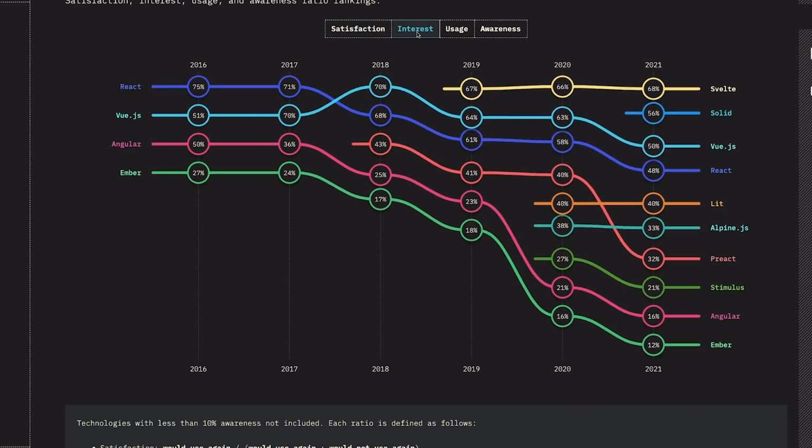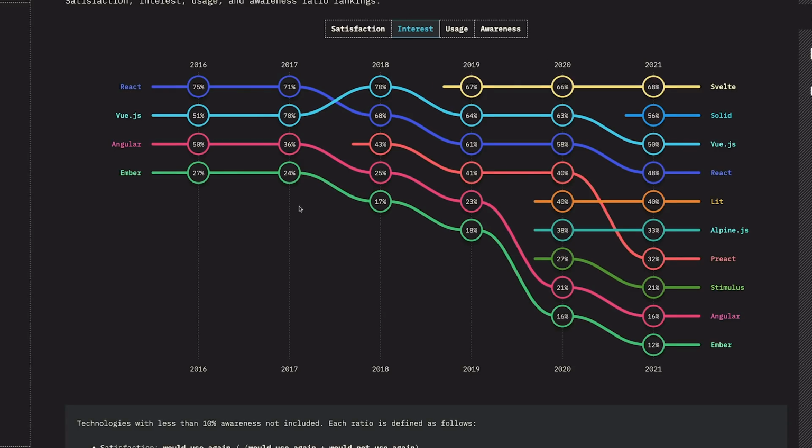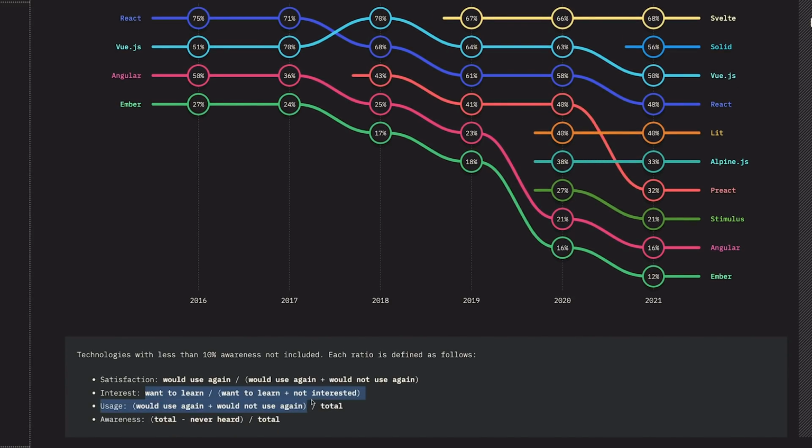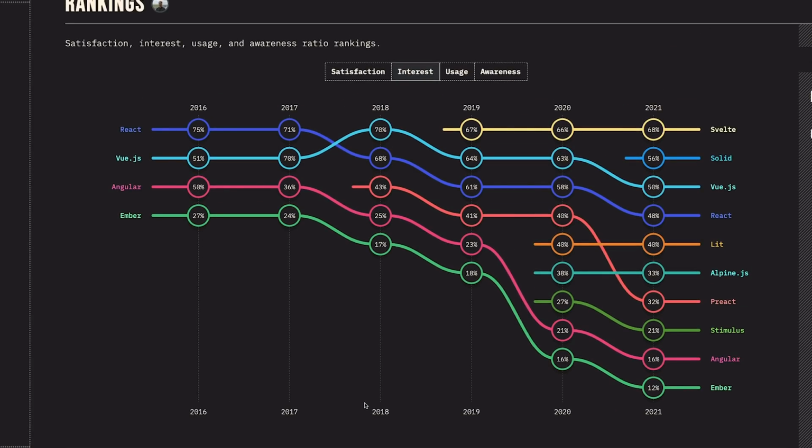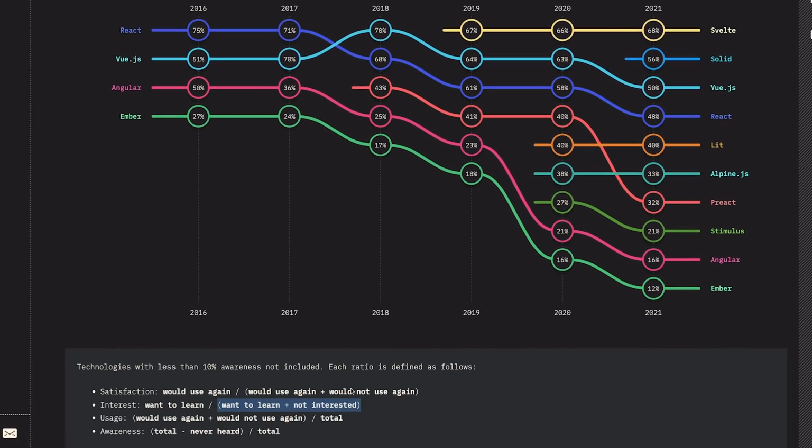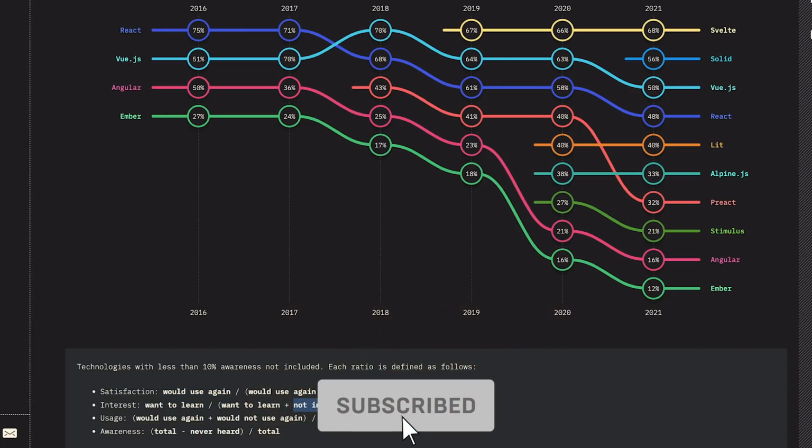What I'm not really convinced about is the interest part, because the formula they use says you want to learn something divided by the total number of people. So I'm assuming that if I were giving the survey, I would definitely mark satisfaction, but I would not mark that I want to learn React. Maybe I'll mark not interested because I already know React.